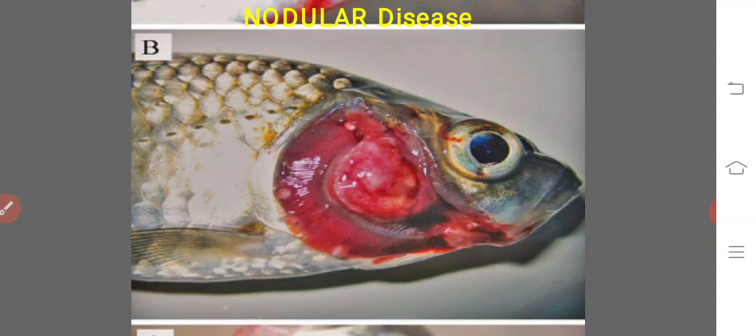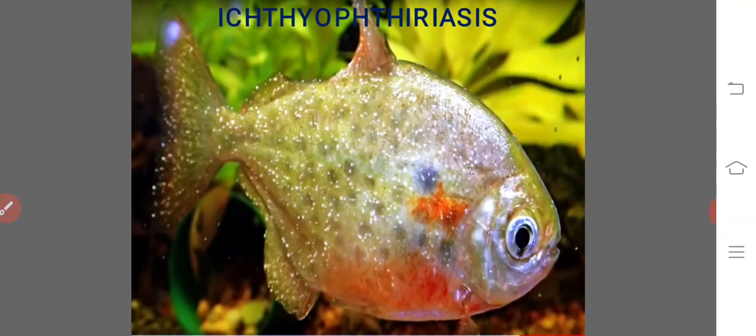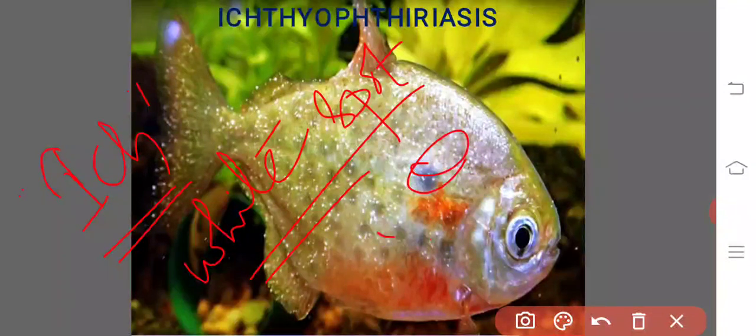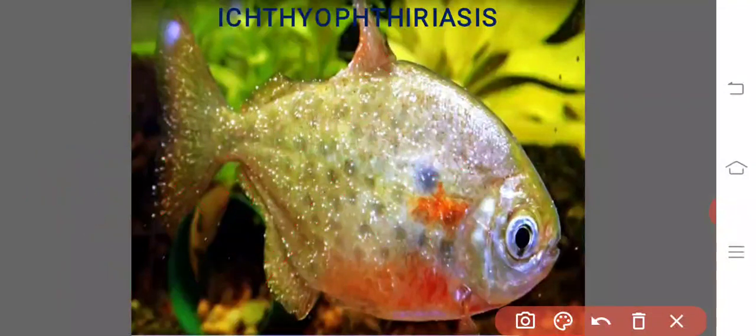And other diseases like Ichthyophthiriasis. This is commonly called ICH, or white spot disease, which is usually seen on the fish body. It is caused by a ciliate, Ichthyophthirius species. The young parasites moving in water get attached to the skin of the fish.